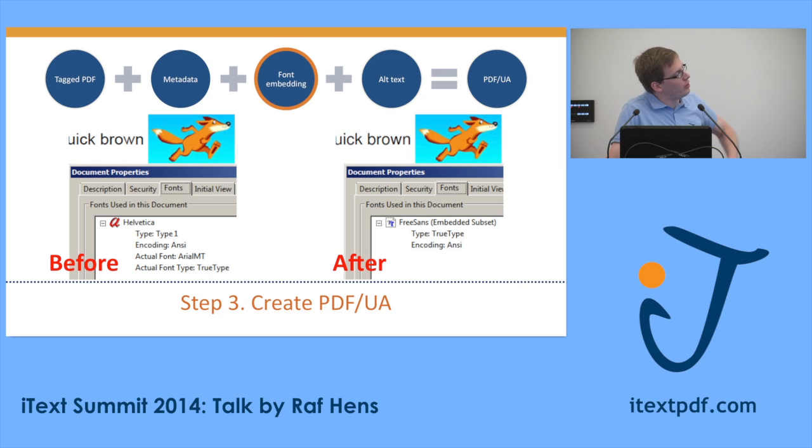At the right, you can see the result afterwards when we have embedded the free sans font. It has embedded a subset of the font, and you're sure this font will be used when viewing this file. Of course, in this case, you don't see a lot of difference.